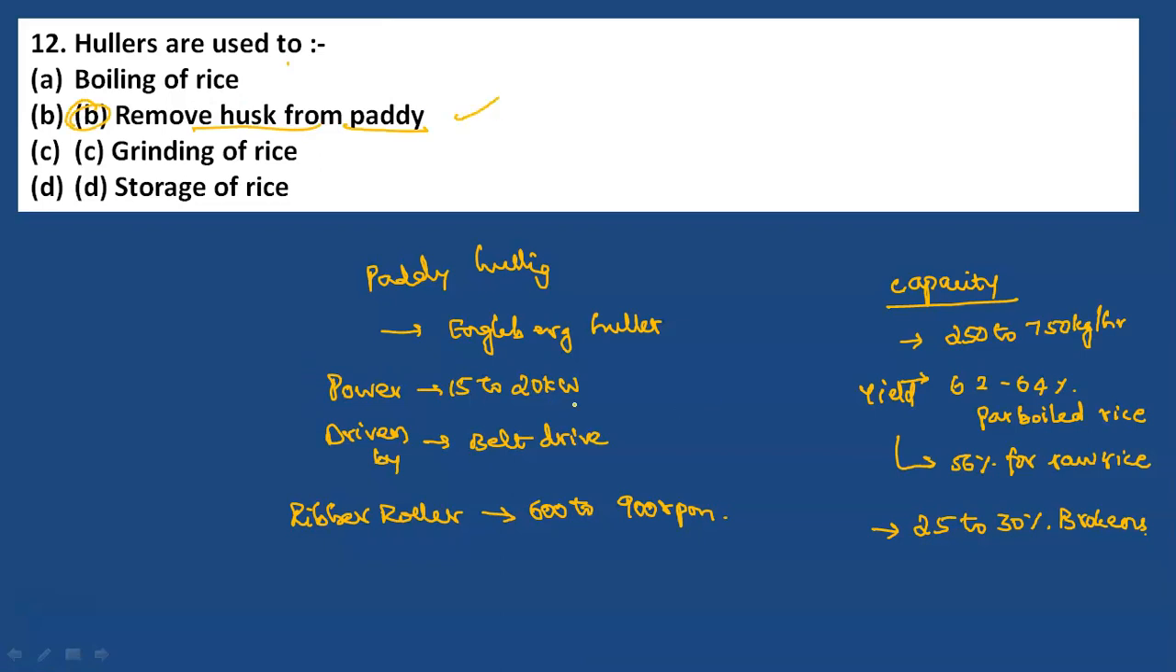So the power required for the huller is 5 to 20 kilowatt and it is belt driven. The ribbed roller rotates at about 600 to 900 rpm. Okay, and the capacity of this huller varies from 250 to 750 kg per hour. The yield of parboiled rice using hullers is 62 to 64 percent, and for raw rice it is 56 percent yield, and for brokens it varies from 25 to 30 percent. Okay, so these are the important things to know about hullers. Option B is the correct answer.